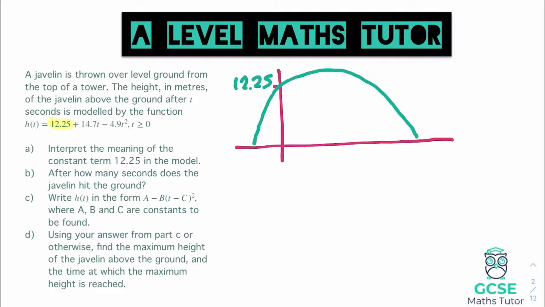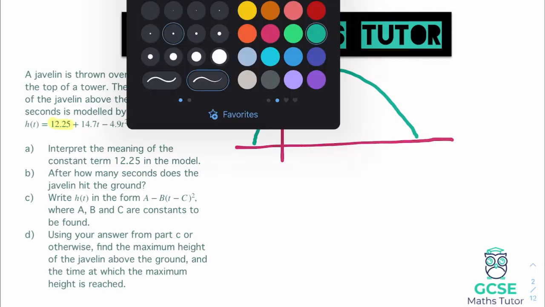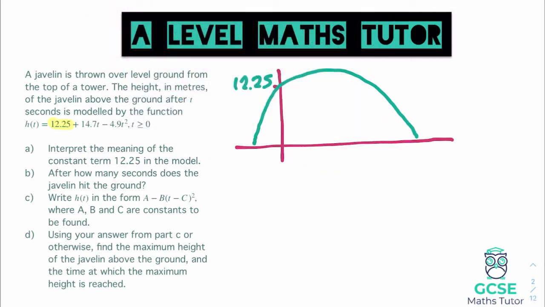It says, after how many seconds does the javelin hit the ground? Now obviously if we're looking at how many seconds it takes for the javelin to hit the ground, we first need to just think about the axes here. We already know that 12.25 in terms of this diagram is our height, so we can label that axis as h, and our other part of the axis is going to be our time. And obviously we could label that as t, which is given in the question, and that time is in seconds.